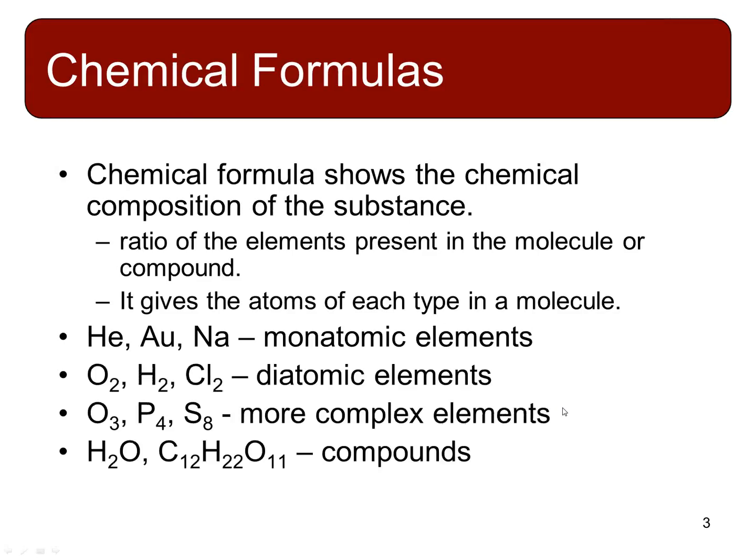A chemical formula shows the chemical composition of that specific substance. So it gives us the ratio of the elements or the atoms that are present in the molecule or the compound. If you have what we call a monatomic element, this just means that you have one single element or atom from the periodic table. We have diatomic elements. That just means we have 2 atoms of the same element. Oxygen and hydrogen and your halogens exist as diatomic molecules.